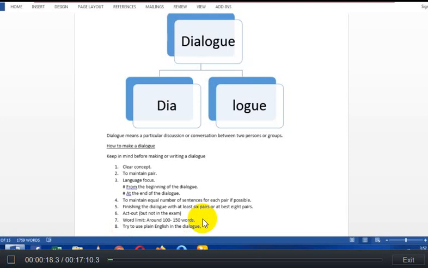Today, we will discuss the topic of dialogue. Our today's lesson is dialogue.